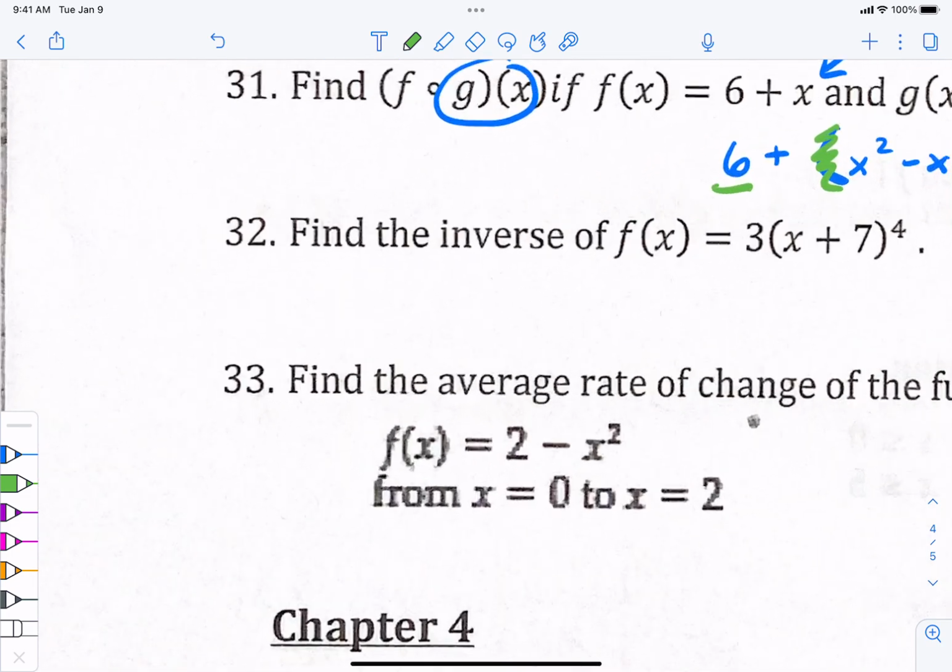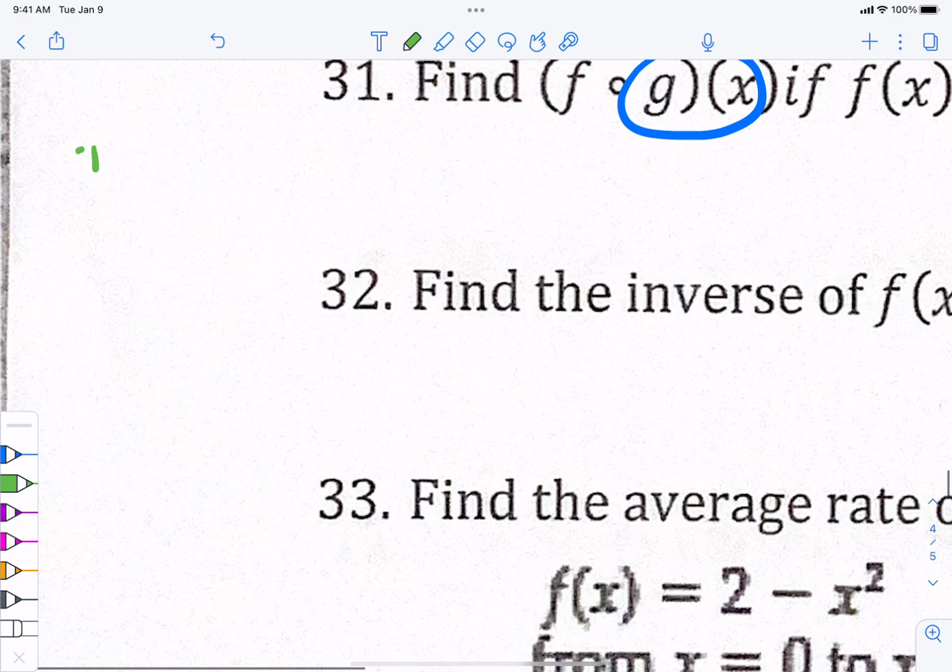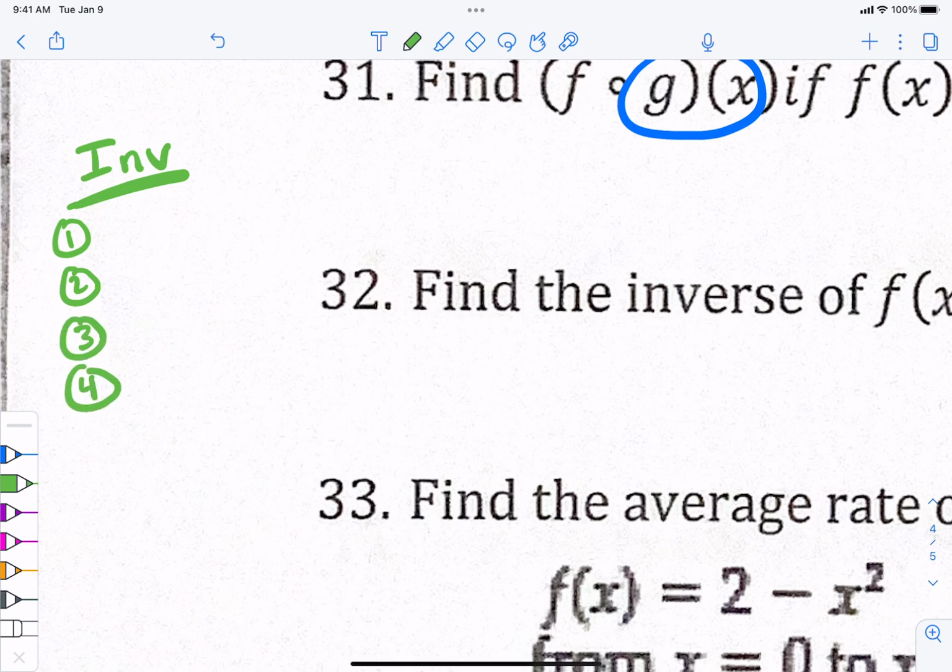Number 32. Find the inverse. There are 4 steps to finding the inverse. You usually do 1 and 2 at the same time. Number 1 is switching f of x and calling it y. Number 2 is taking x and y and switching places with each other, so I do a double-sided arrow. You see my notation over there? Does that notation make sense?